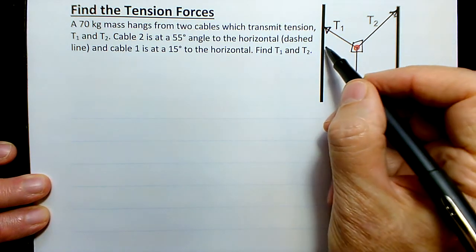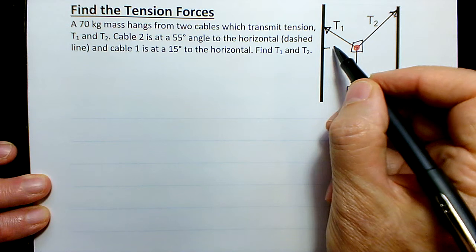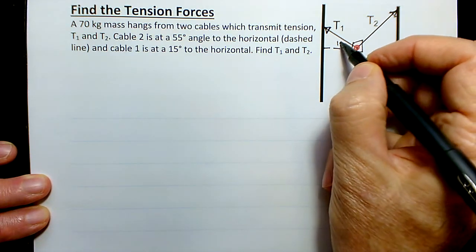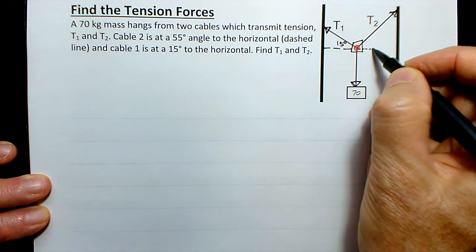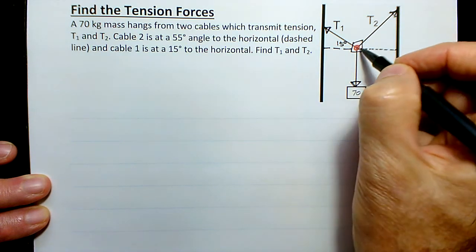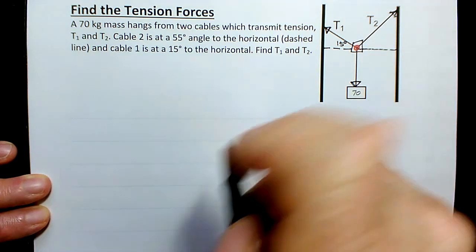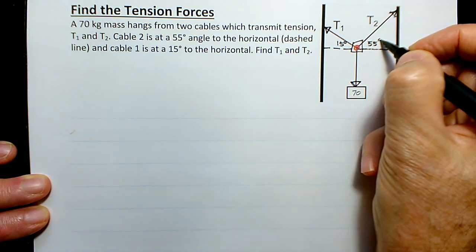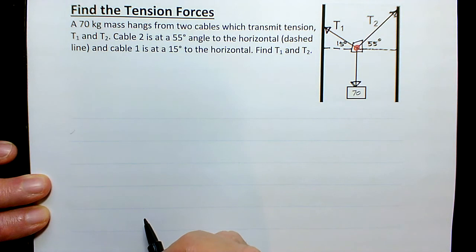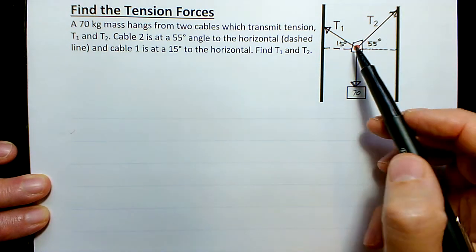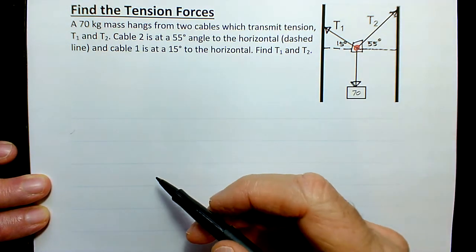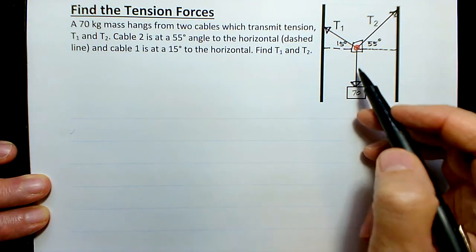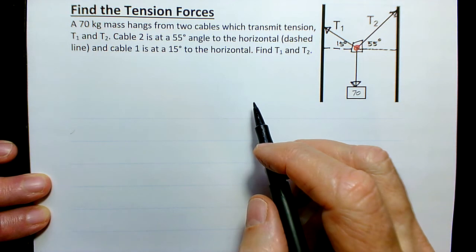And so the tension cable T1 is 15 degrees to the horizontal, and so we're going to apply a Cartesian coordinate system to our picture, and cable T2 is 55 degrees to the horizontal. And so what I'm going to do is decompose the vectors into x and y components, and the resultant vector of the three forces as a requirement for equilibrium must be 0.